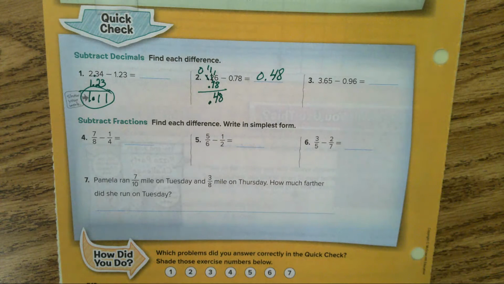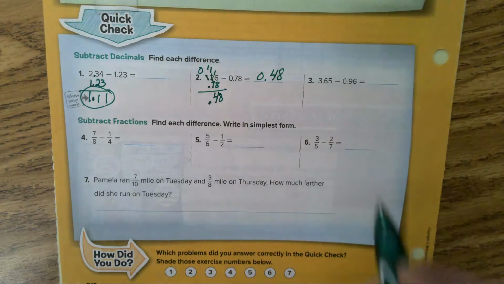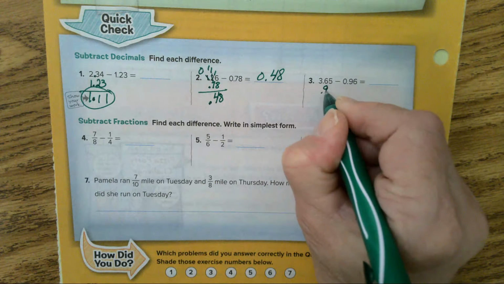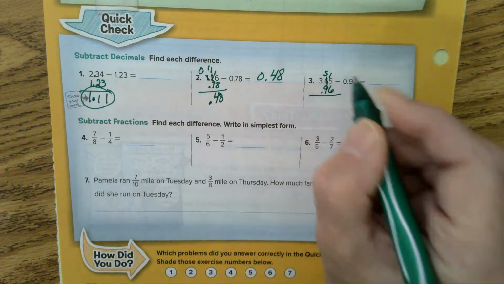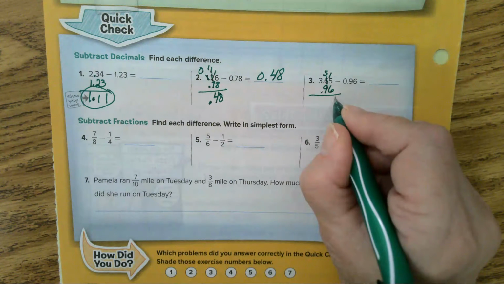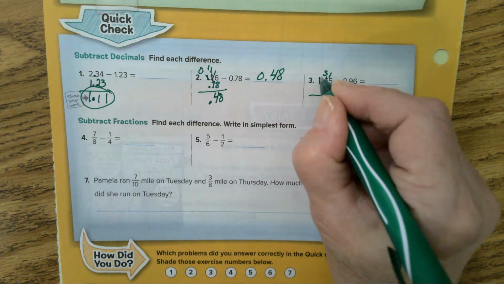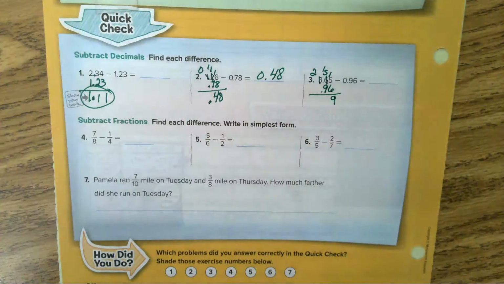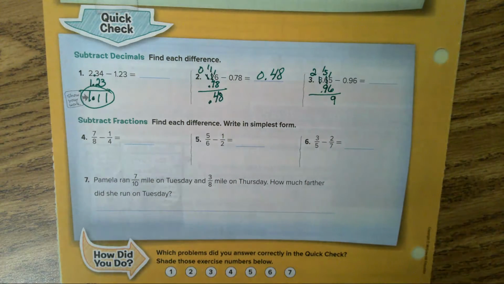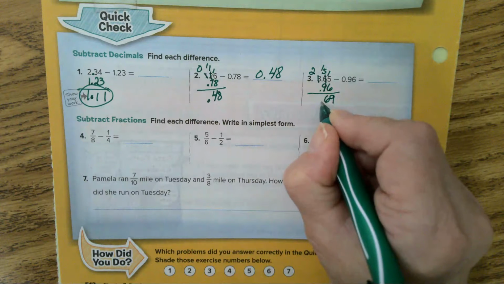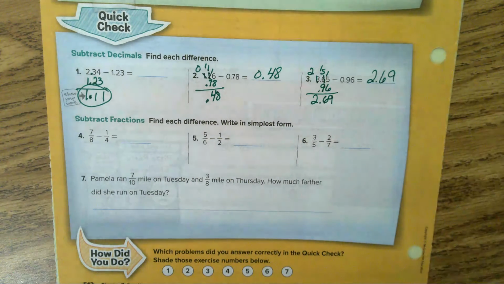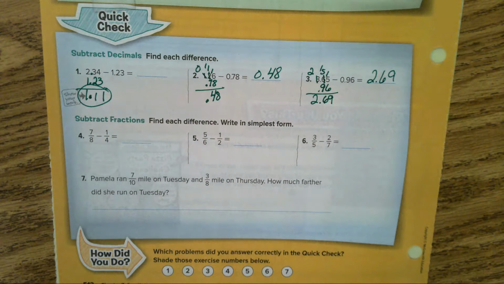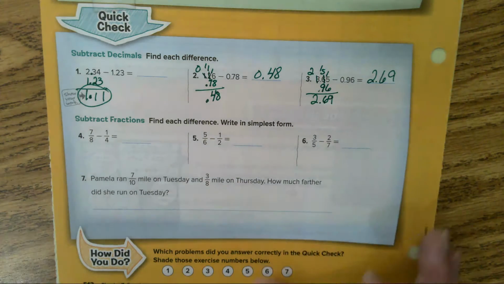Good. Let's go to the next problem, another subtracting. Borrow from the 6, it turns into a 5. 15 minus 6 is 9. Borrow from the 3, it turns into a 2, so that can be a 15. Minus 9 is 6. Decimal point, and it's 2 and 69 hundredths. Any questions on that, kids? Everyone's doing okay? Fabulous. Let's go on then to the fractions.